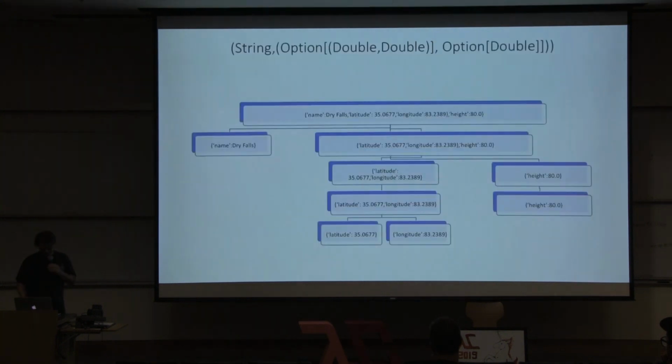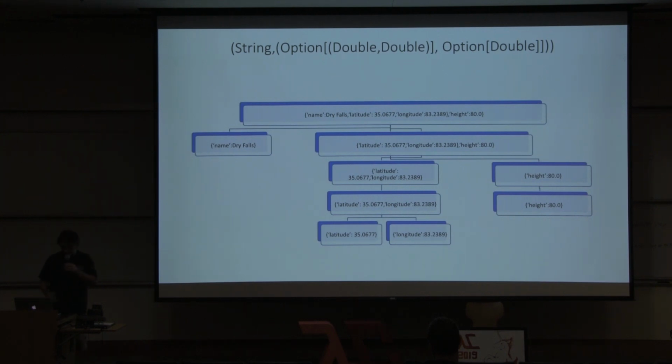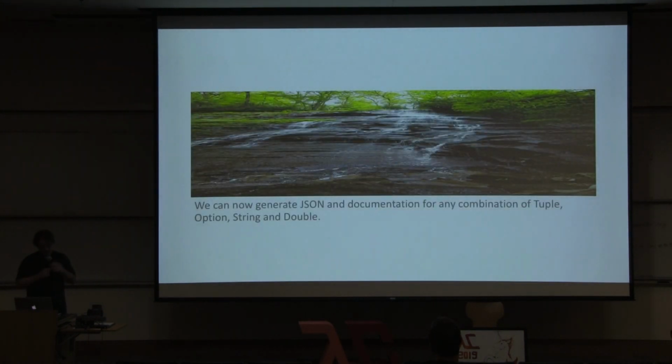So, right. And this represents the JSON object at each element of the node. It starts building up at the leaves and then goes upward. So now we can generate JSON and documentation for any combination of tuple, option, string, and double.